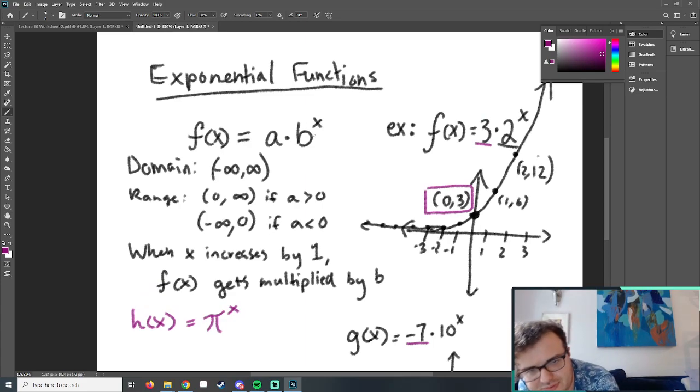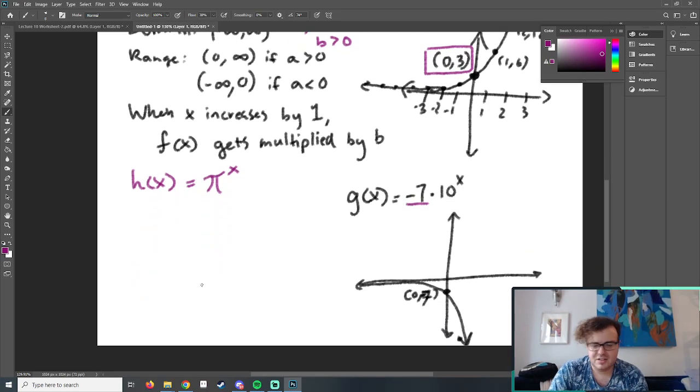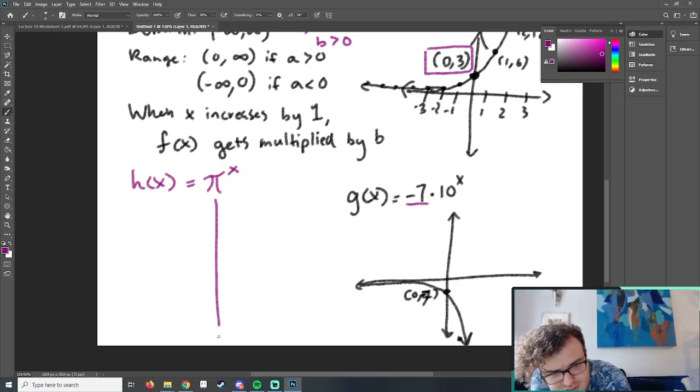By the way, a part of this definition here is that a and b are just both any real number. Technically speaking, you'll almost always see b be positive. A doesn't have to be positive though. And so since pi is a real number, this is an exponential. It's going to look just like these other ones. So it's going to have this point here at 0, 1, right? Because there's no a term. You can think of this as 1 times pi to the x.